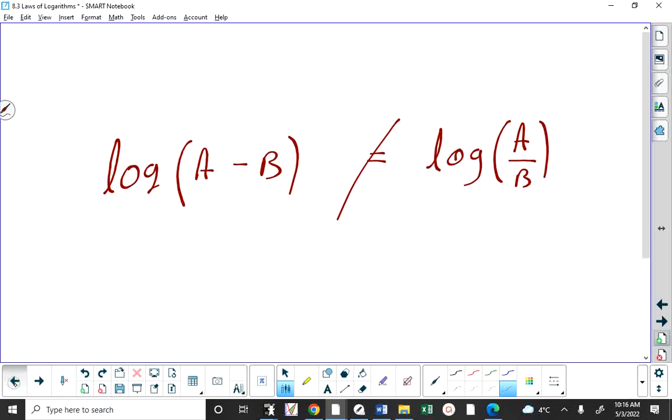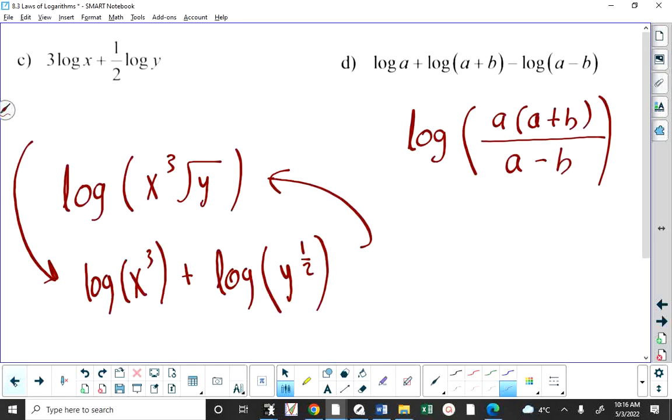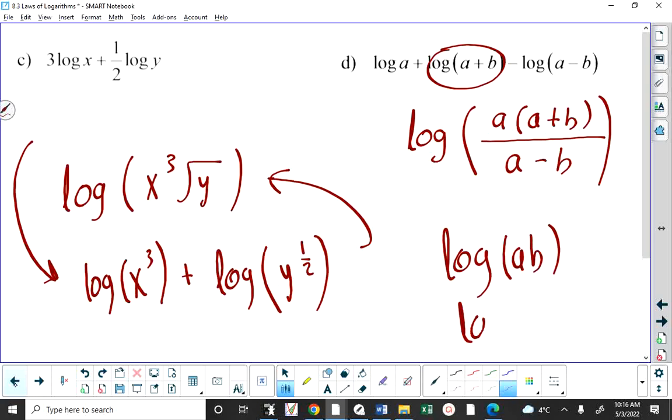The reason I mentioned that is I know some people over here might say, well, can't I write this as log of a times b? Or maybe log of a times log of b. The answer is no, you can't do anything with that. Nothing.